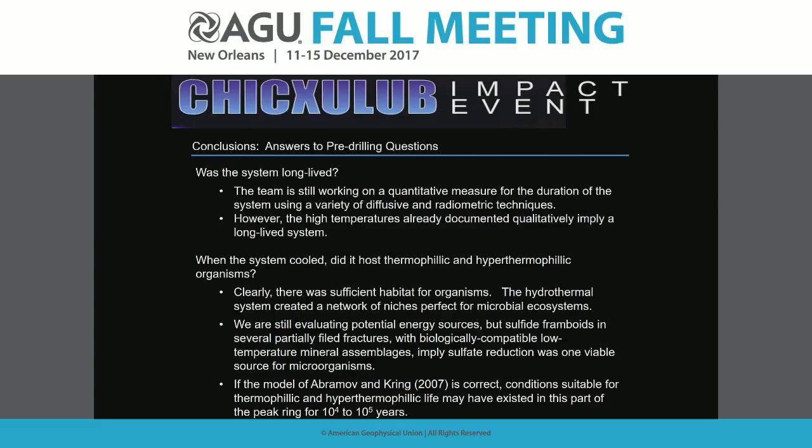Was the system long-lived? Well, the team is still working on a quantitative measure for the duration of the system using a variety of diffusive and radiometric techniques. However, the high temperatures already documented qualitatively imply a long-lived system. When the system cooled, did it host thermophilic and hyperthermophilic organisms? Well, clearly there was sufficient habitat for organisms. The hydrothermal system created a network of niches perfect for microbial ecosystems, but we're still evaluating potential energy sources. Sulfide framboids suggest that sulfate reduction may be an important one.